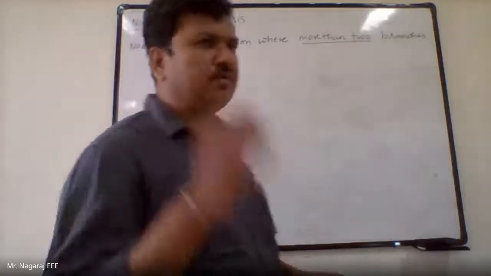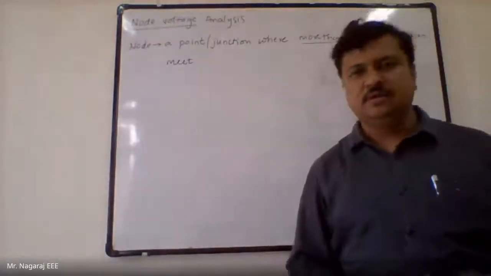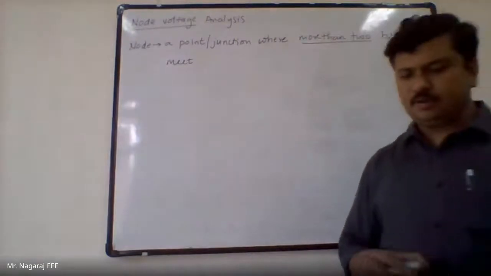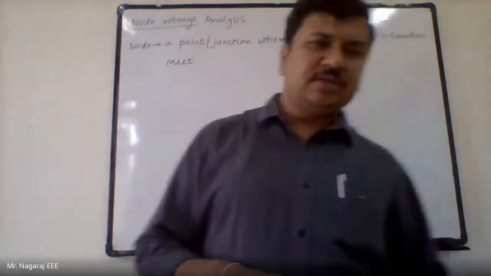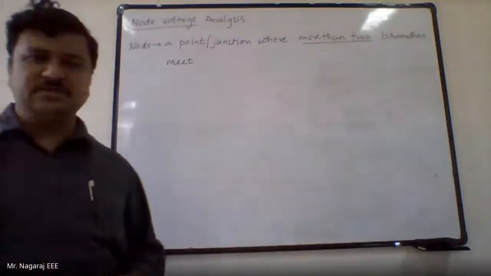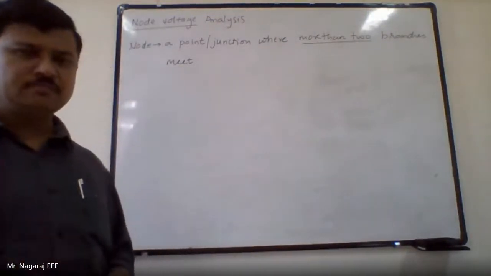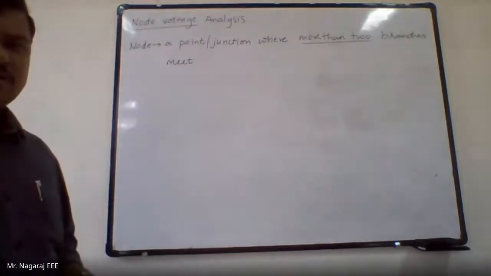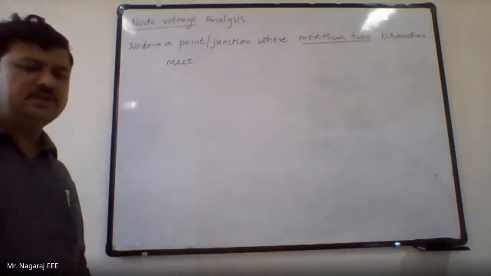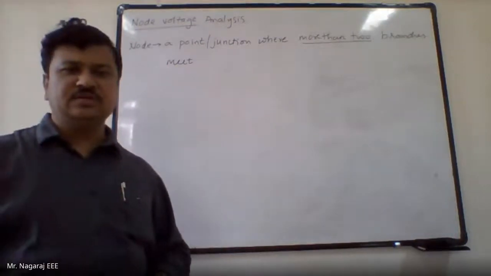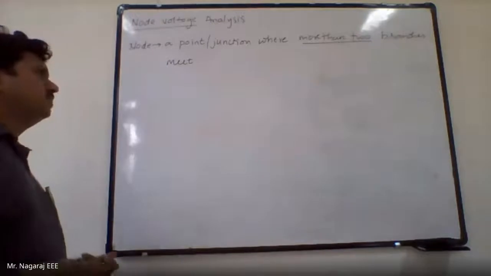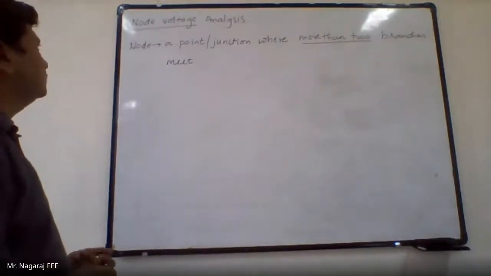This is also one of the types of analysis. This is not altogether different. So we can analyze any circuit using mesh current analysis, using node voltage analysis, or using branch current analysis, or using simple Ohm's law analysis. So this is one of the techniques to analyze the circuit. Analyze circuit in the sense to know the currents and voltages at various points and various paths in the circuit. So what is node voltage analysis?